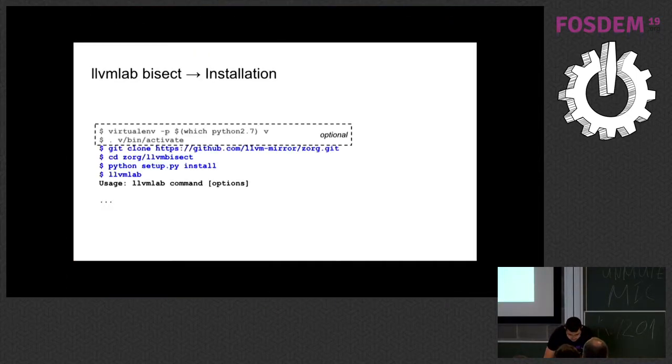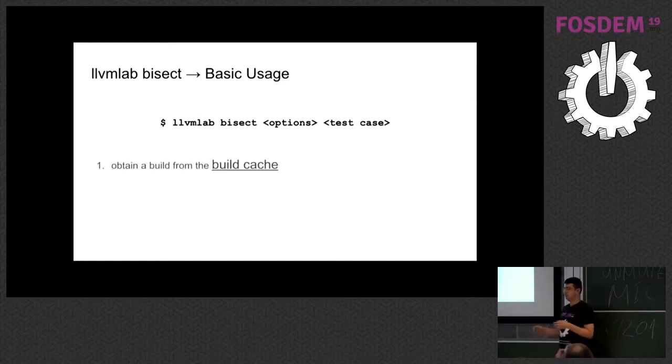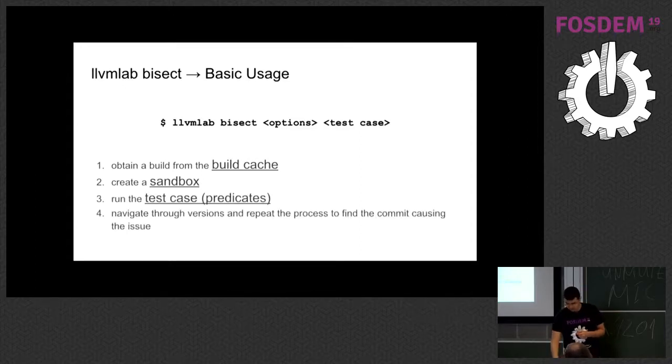So, installation. Basic usage for LLVM lab, you will need basically one thing. You need one test case to reproduce the failure you are investigating. When you call this, you will call LLVM bisect, and then you will provide the test case. I will show you how to do that. But no matter what test case you are running or options that you provide, it will basically do four things. One, it will download builds from build cache. I'll tell you more about that in a moment. It will create a sandbox with that version. It will run the test case, and then it will navigate through the repository, doing that process that I showed before with the timeline, labeling versions, and finding the specific commit we want.